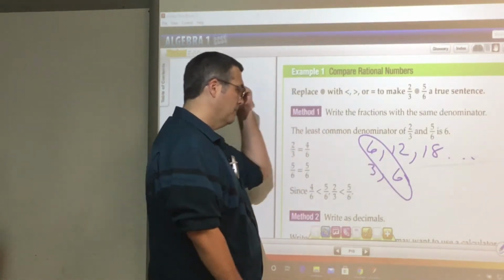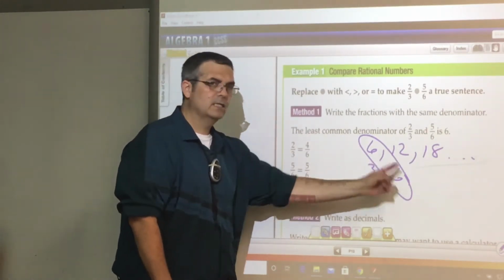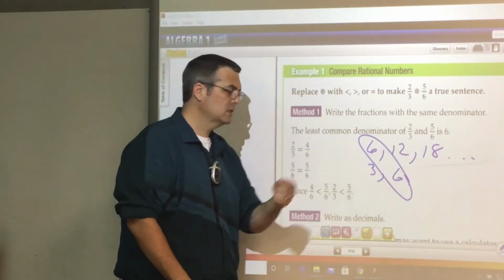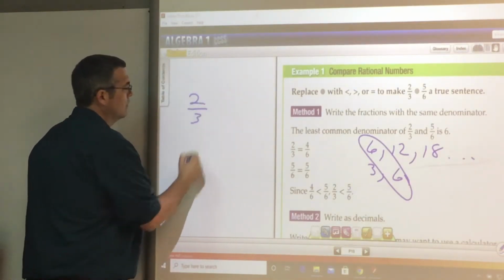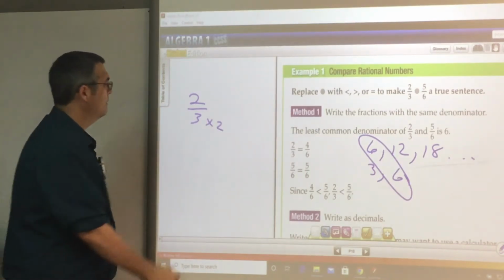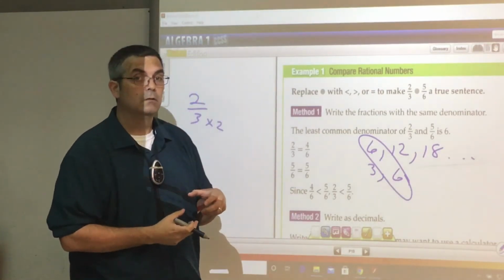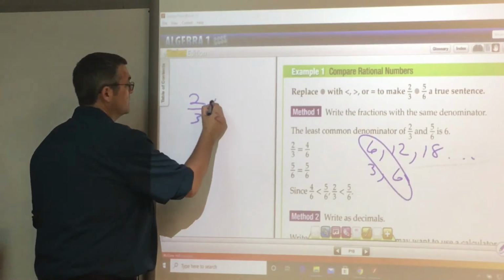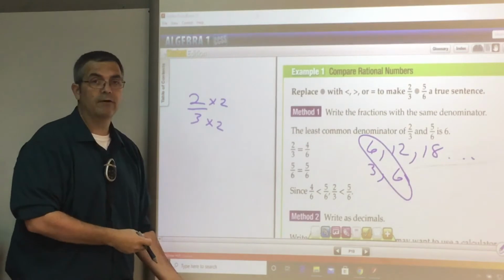So now I have my common denominator. Well, what did I do to the 3 to get it to 6? I multiplied it by 2, right? 3 times 2 gets me 6. So they take this 2/3 and multiply this denominator by 2. And in order to keep this fraction the same fraction, it's got to be an equivalent fraction. So I've got to make sure to multiply this top part by that same number, because if I don't do that, it's no longer an equivalent fraction.